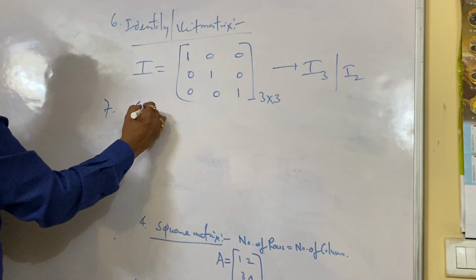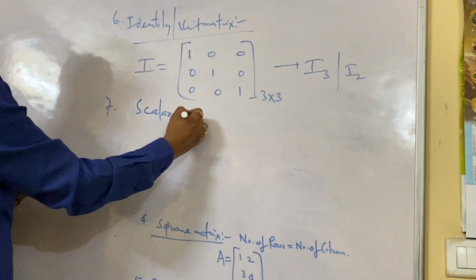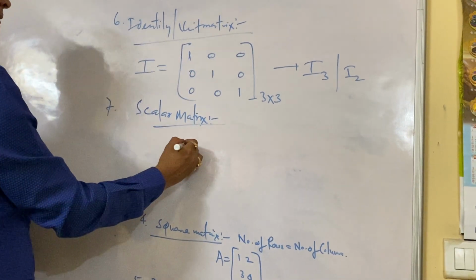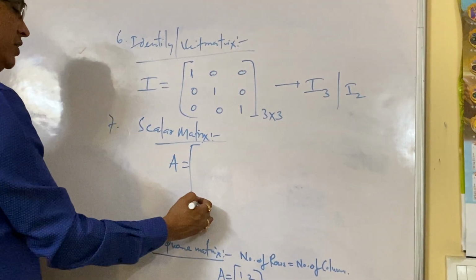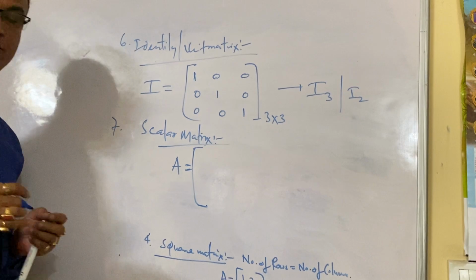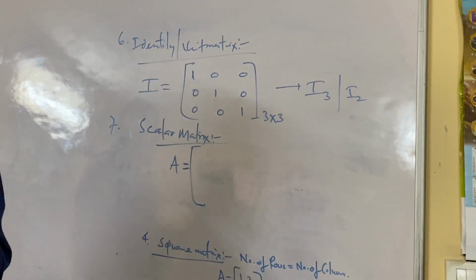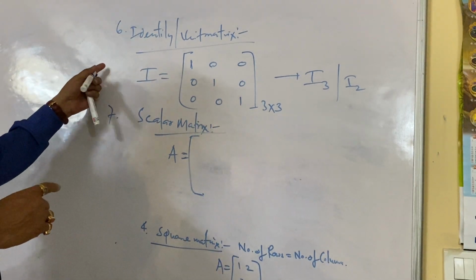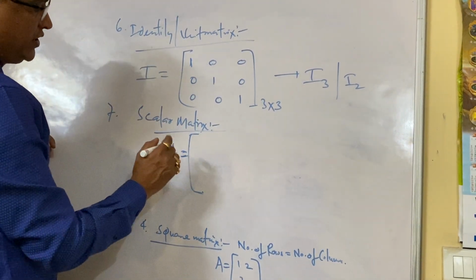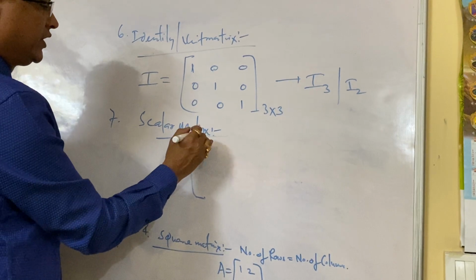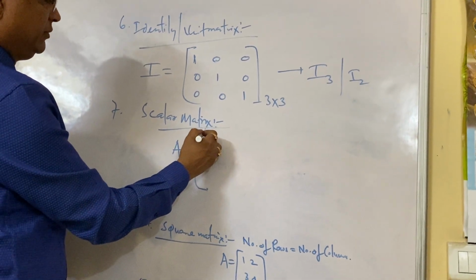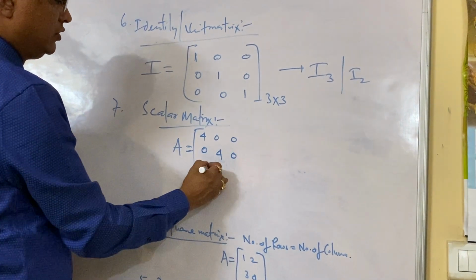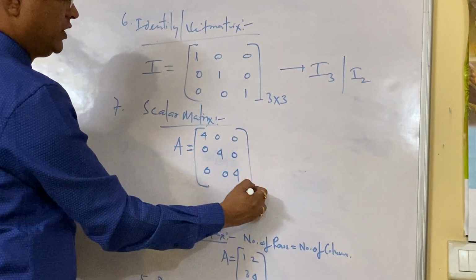Number 7 we have scalar matrix. A matrix in which all elements are 0 but the diagonal elements are not 0, and not 1 also, because if it is 1 it is an identity matrix. They are not 1, not 0, but whatever it will be, all the diagonal elements are the same, like suppose 4 0 0, 0 4 0, 0 0 4. So this is called a scalar matrix.